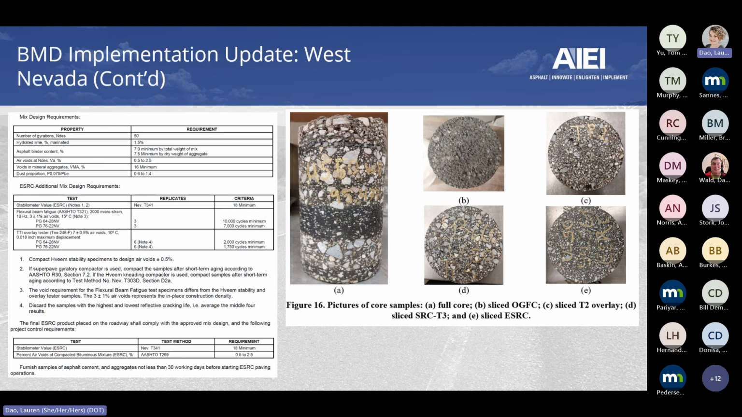This is what the ESRC looks like, the engineered stress relief course. This is the type 2, a half-inch nominal maximum aggregate size mix. This is the overlay mix. And the one on the top, the B, this is the open graded friction course.